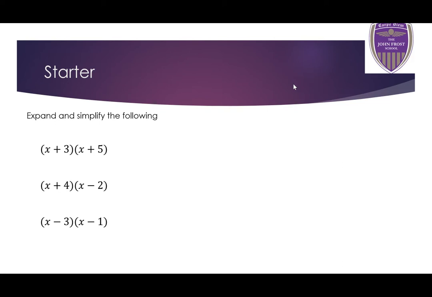To answer these ones, there are a few different methods you could use. We quite like just drawing the lines joining between the two brackets. If I start on the inside 3 here, I'm going to draw a line from 3 to x, and a line to the 3 and the 5. That gives me 3x plus 15, because we multiply them together. Then x times x is positive x squared, and x times 5 is plus 5x.